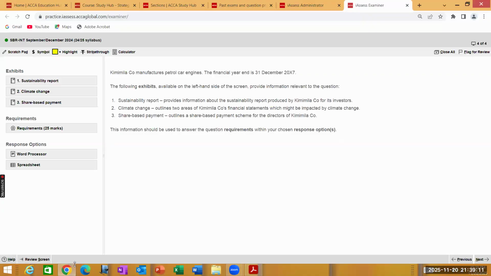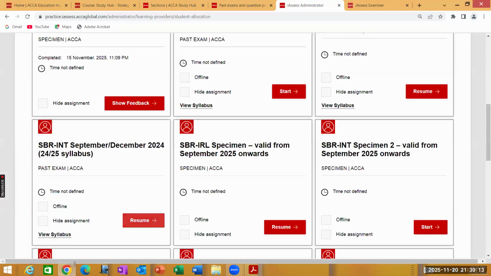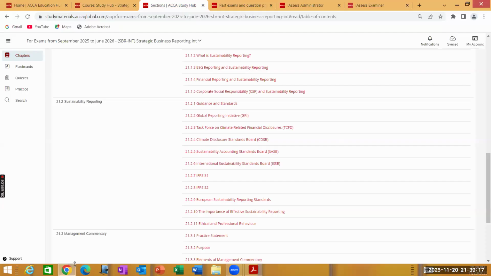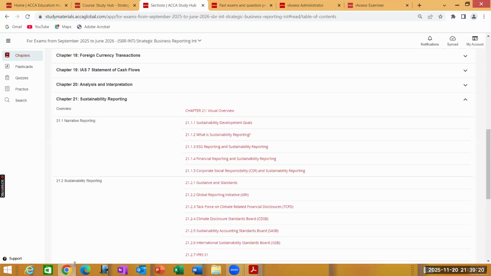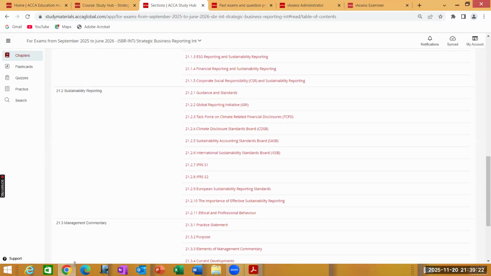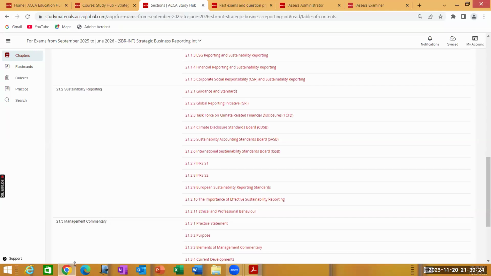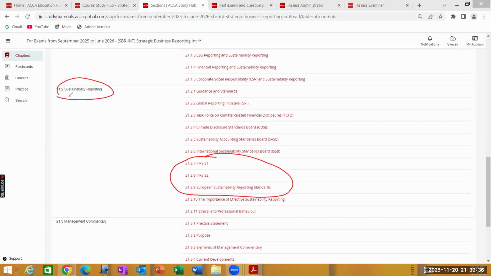And for sustainability reporting, I told you that you should at least go through these areas, 21.2.7 and 21.2.8, from sustainability reporting. You will find it in chapter 21.